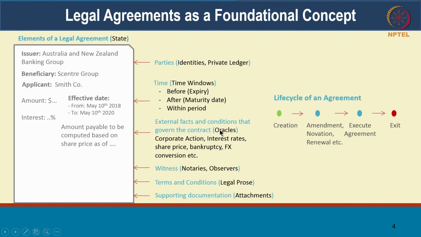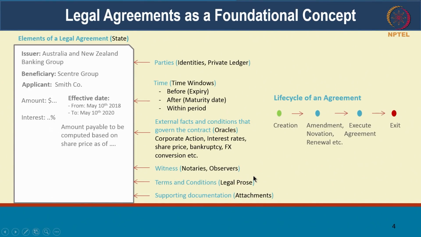There could be external facts and conditions that govern the contract. And these facts may be provided by oracles. Oracles are also a first-class entity in Corda. We'll talk about that in the next lecture, not this one. These external facts can be various. It could be particular interest rates that are fixed. It could be a share price that changes over time, but it's fixed for all users at any given point of time. It could be foreign exchange conversions. There are many different notions of external facts that might influence a contract. And these external facts are provided to the contract through trusted oracles.